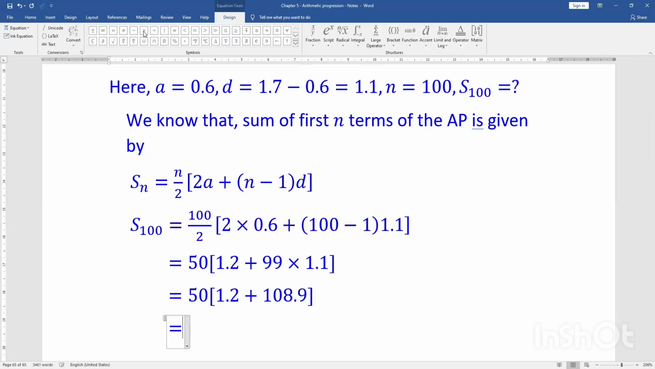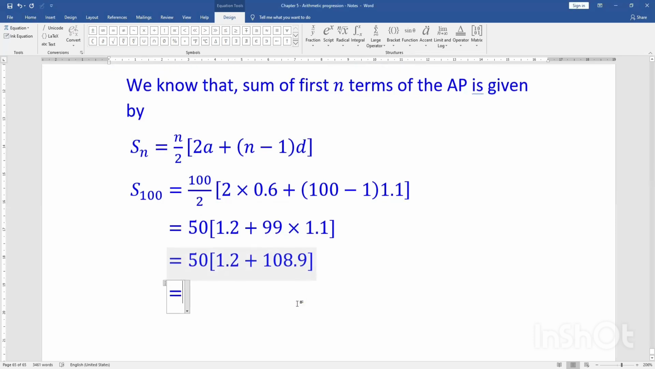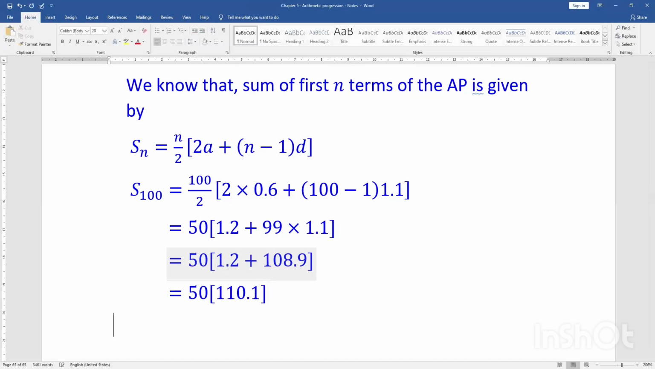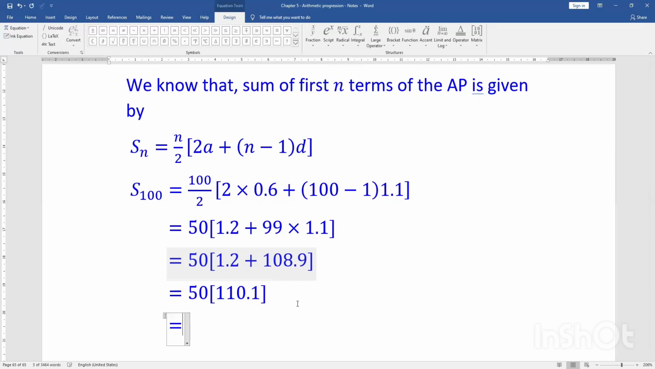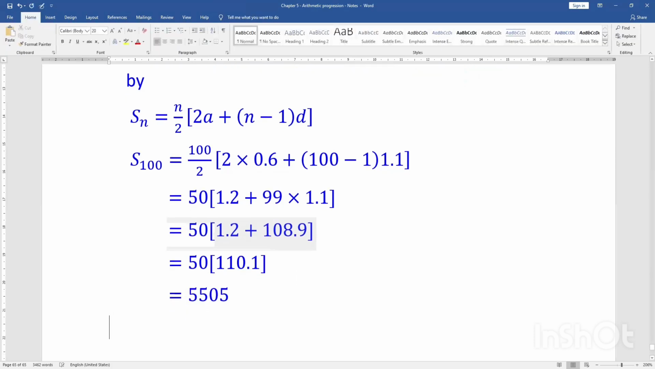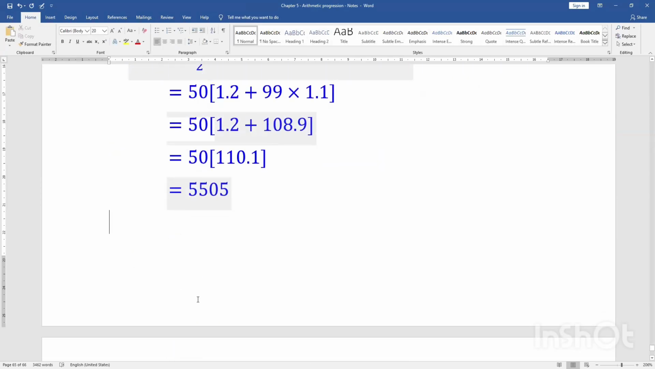So it's equal to how much? We are going to add it up. 1.2 plus 108.9 will give you 110.1. So 50 into 110.1, bracket close. So if you multiply it, you will get as answer 5505. Okay, children. Now I move on to my next problem.